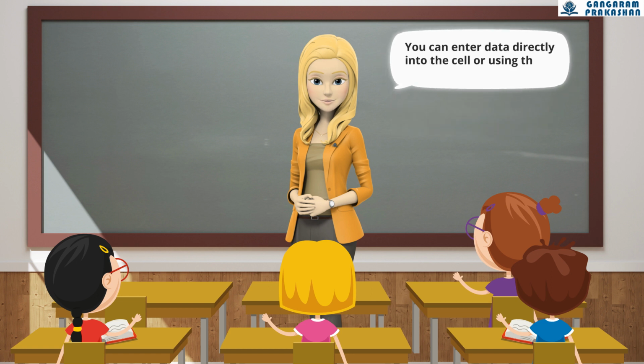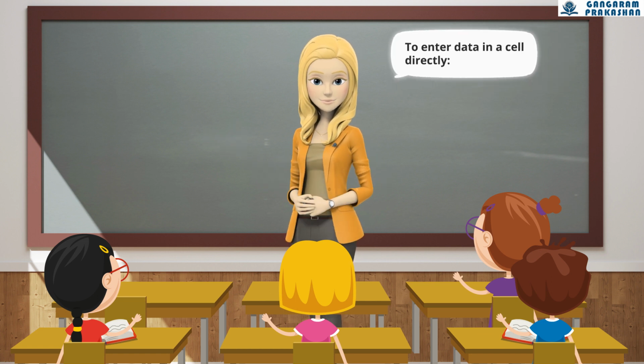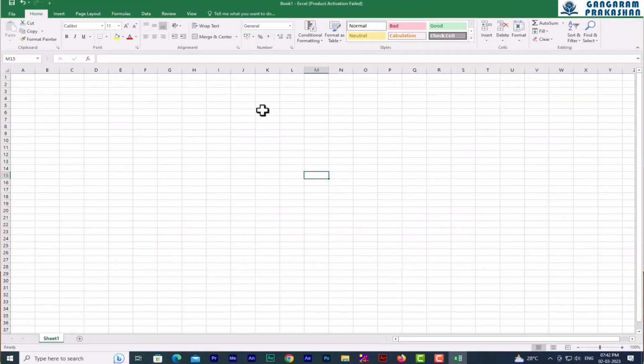You can enter data directly into the cell or using the formula bar. To enter data in a cell directly, 1. Click on an empty cell. The cell becomes an active cell and gets highlighted. 2. Type the required data. 3. Press the Enter key to move to the cell below the active cell, or press the Tab key to move to the cell to the right of the active cell.